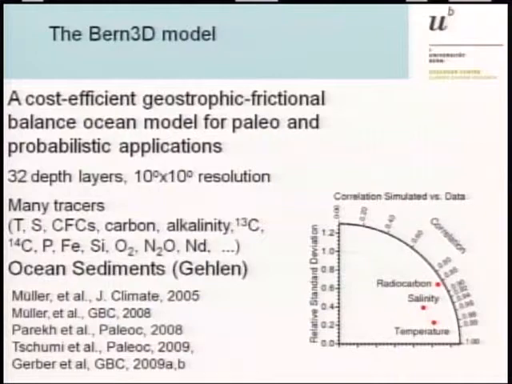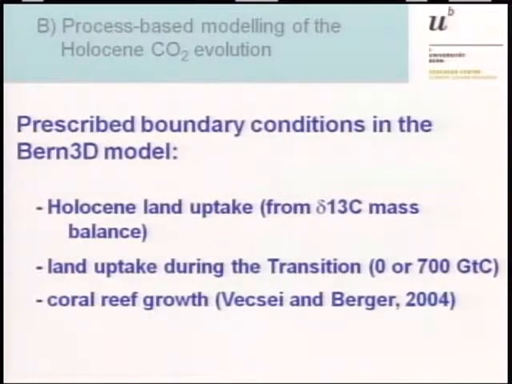That's a cost-efficient geostrophic frictional balance ocean model that can be used for paleo and probabilistic applications. It includes many biogeochemical tracers, but also neodymium or protactinium-thorium. It includes ocean sediments, and that's particularly important for the current work. And so it is well suited to deal with this carbonate compensation process.